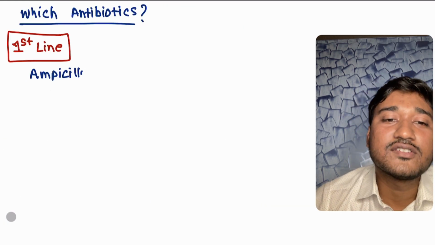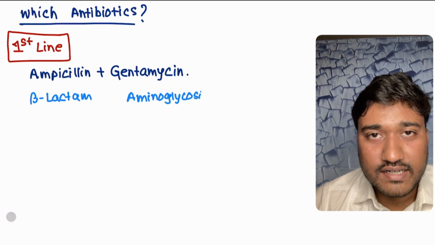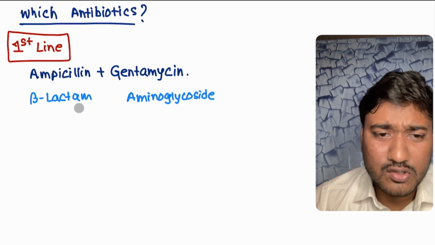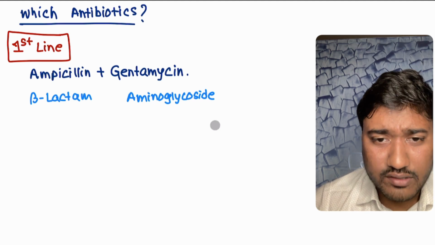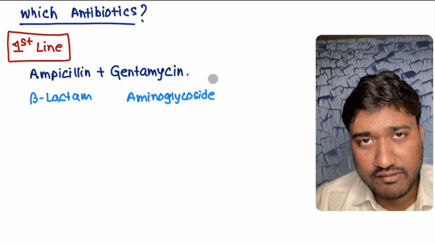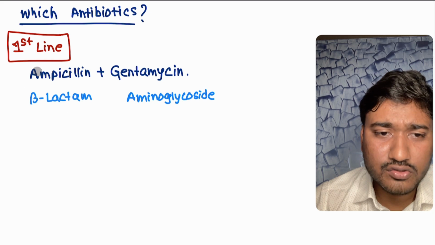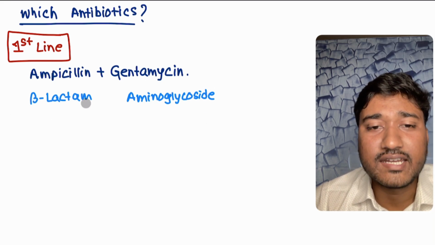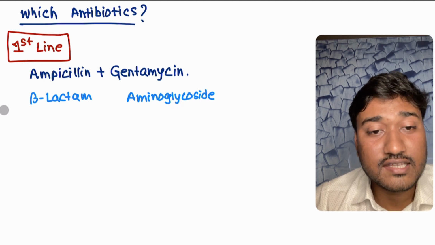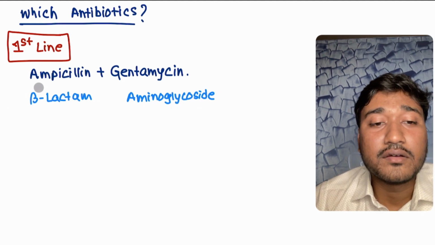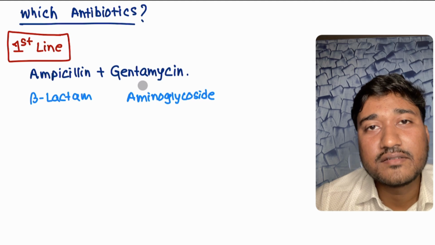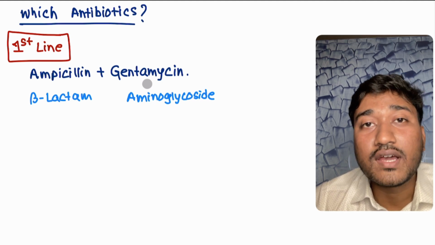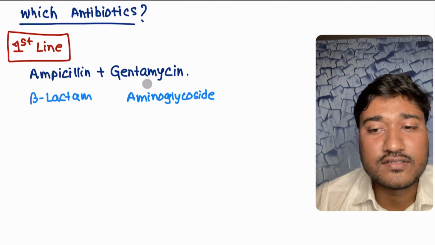So which antibiotic should be started? The first line antibiotics are always ampicillin and gentamicin. Usually this is a beta-lactam as well as an aminoglycoside, because gram-negative organisms are very, very common. That's why the broad spectrum coverage by the beta-lactam as well as the aminoglycoside, which gives the gram-negative coverage, is very important. Remember, the choice of antibiotics basically depends from institute to institute, depending upon the local susceptibility pattern of the bacteria.